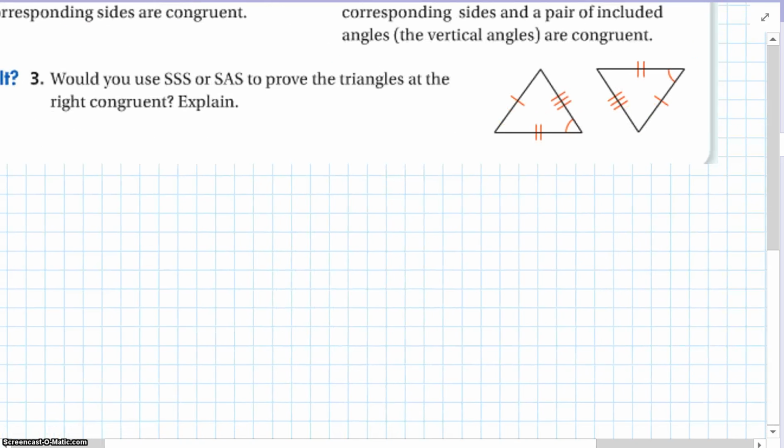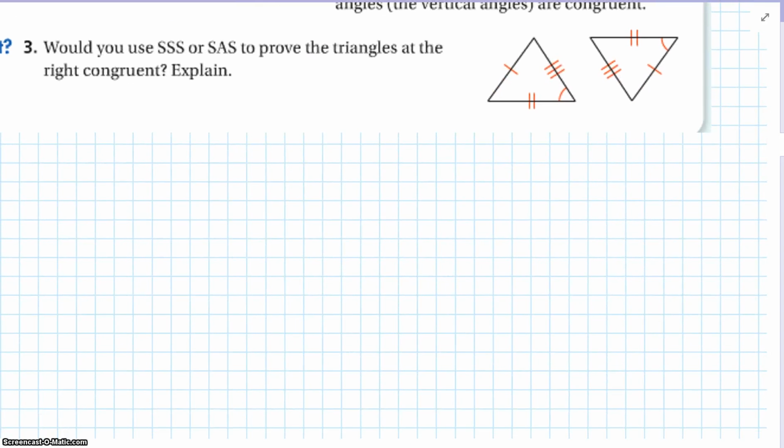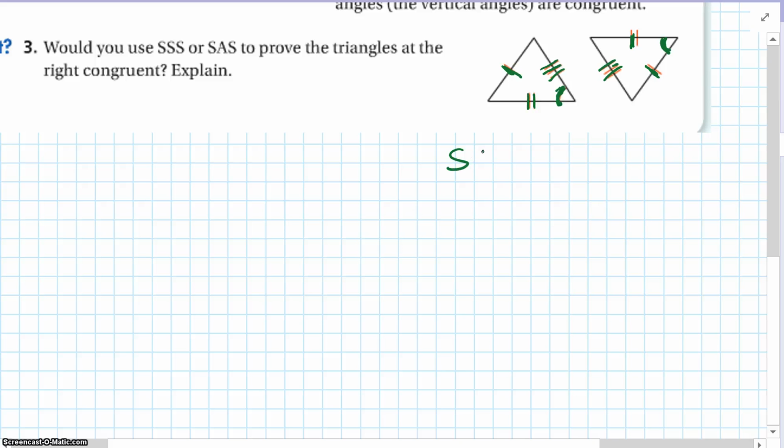Okay. Example 3, would you use side, side, side, or side angle side to prove congruency? Well, the included angle is between the third and the second side on this one. The included angle is between the second and first one, so we can't use the side angle side. But we have 1 to 1, 2 to 2, and 3 to 3. So we can easily use side, side, side, and only side, side, side.